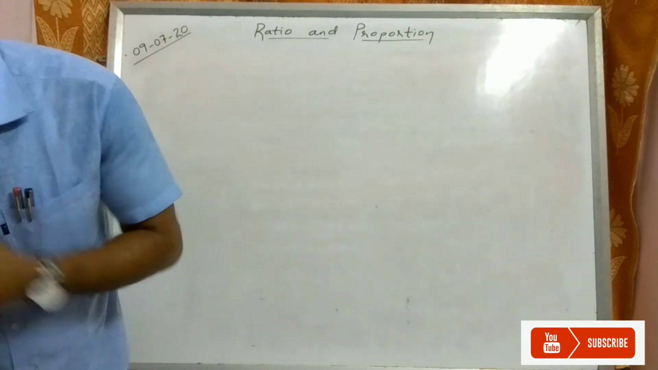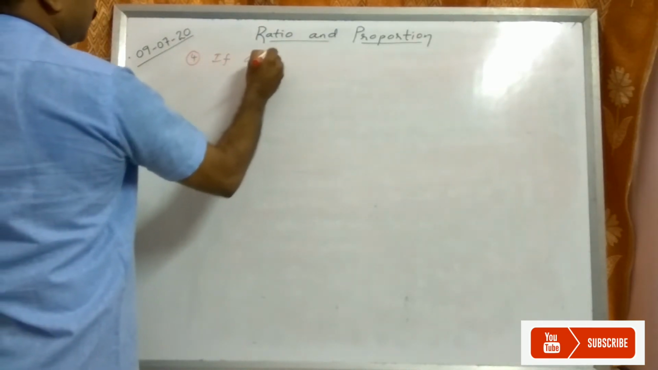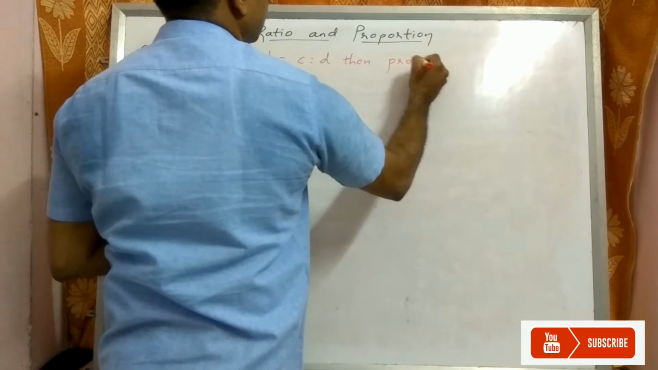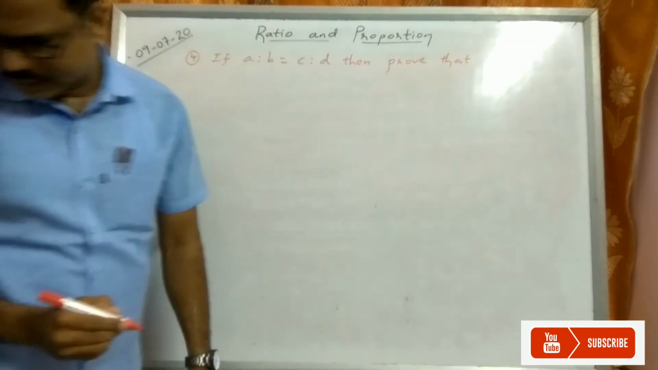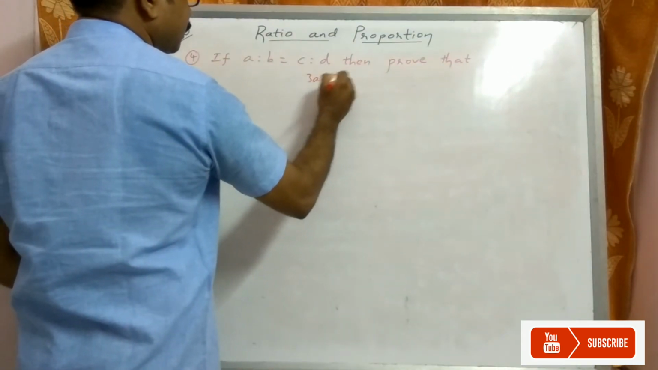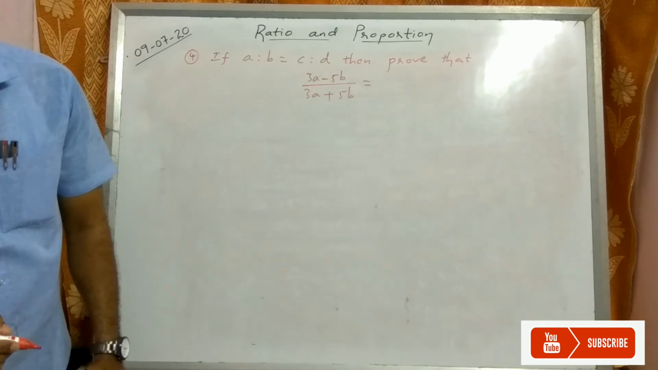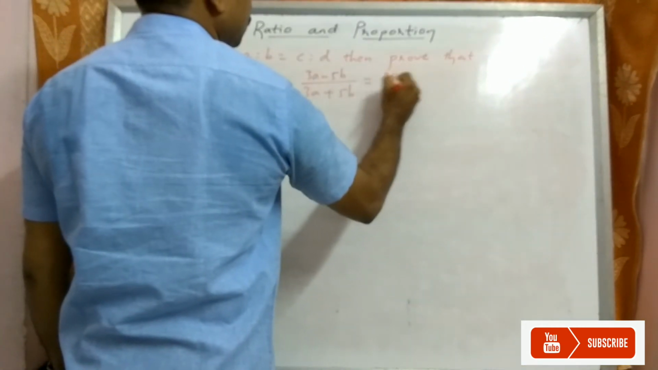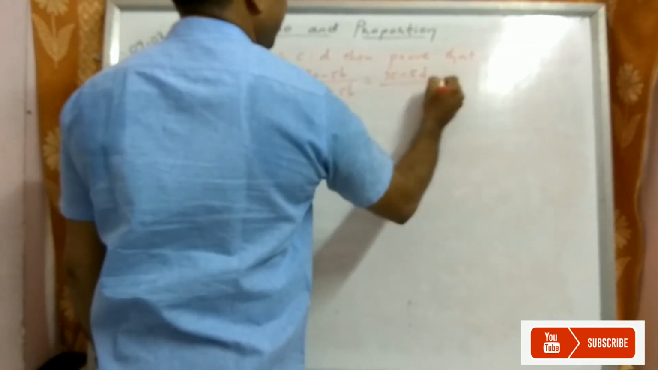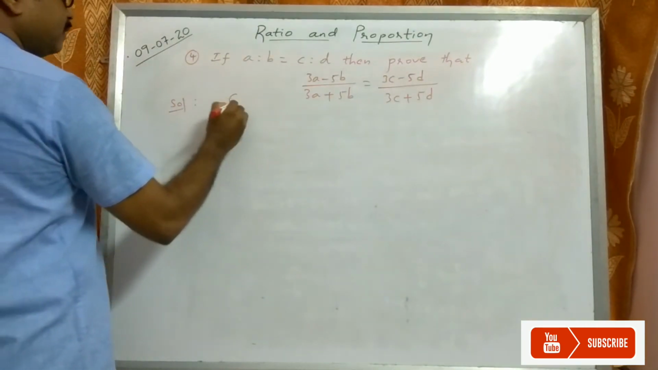Fourth question. If a is to b equal to c is to d, then prove that (3a minus 5b) by (3a plus 5b) equal to (3c minus 5d) by (3c plus 5d). Okay, what is given here?